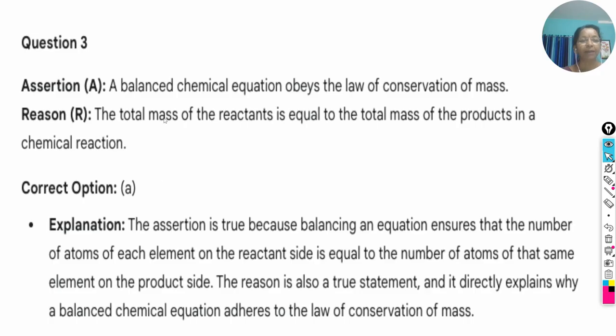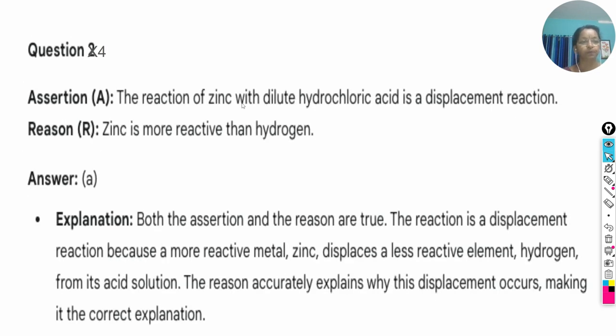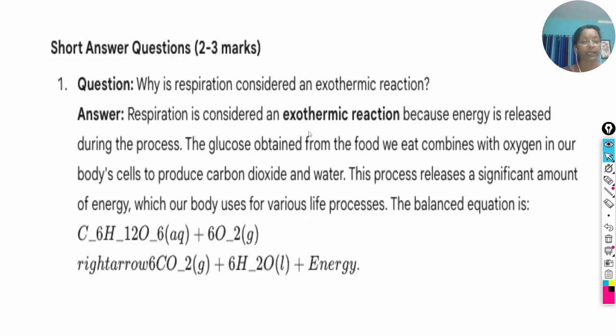Then a balanced chemical equation obeys the law of conservation of mass. We know it is correct. The total mass of the reactants is equal to the total mass of the products in a chemical reaction, that is also correct. So it follows that reason is the correct explanation of the assertion. Again, option A is the answer here. Another assertion reason, the reaction of zinc with dilute hydrochloric acid is a displacement reaction. We know that. That is the correct assertion, and zinc is more reactive. That is also correct. So answer A again.